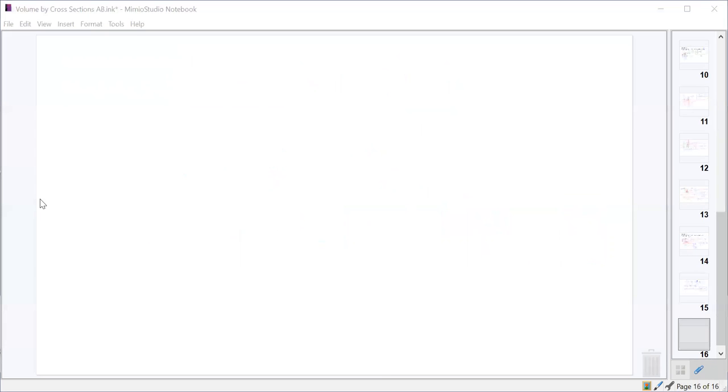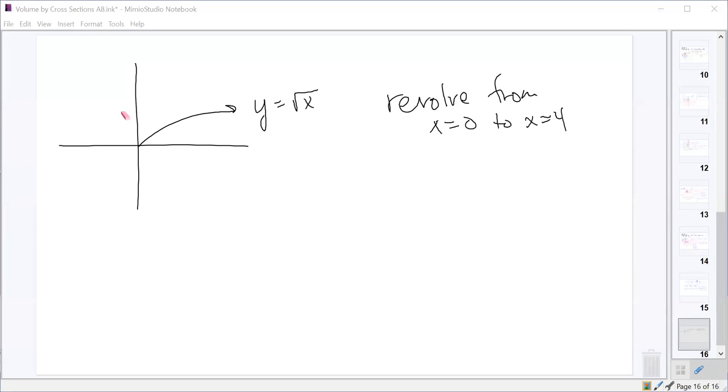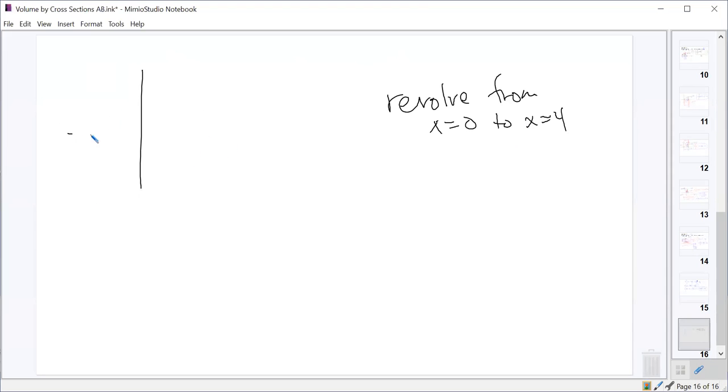Let's do another problem. Let's take y equals root x and revolve, let's say from x equals 0 to x equals 4. Actually, let's not do y equals root x. Let's do an easier one. Let's do y equals x squared from x equals 0 to x equals 4.